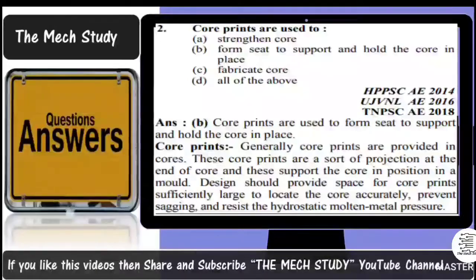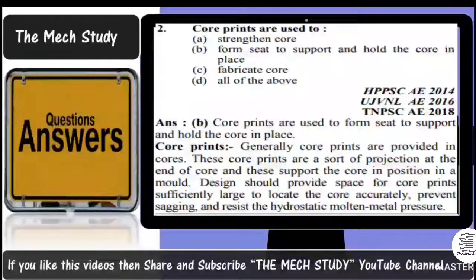Going with the next question. The next question is: the core prints are used to, option A, strengthen the core; option B, support and hold the core in place; option C, fabricate the core; option D, all of the above. Most students go for option D, but before going to option D, just read the answer carefully. Core prints are mainly used to support and hold the core in place in a casting product. Option B is the right option.